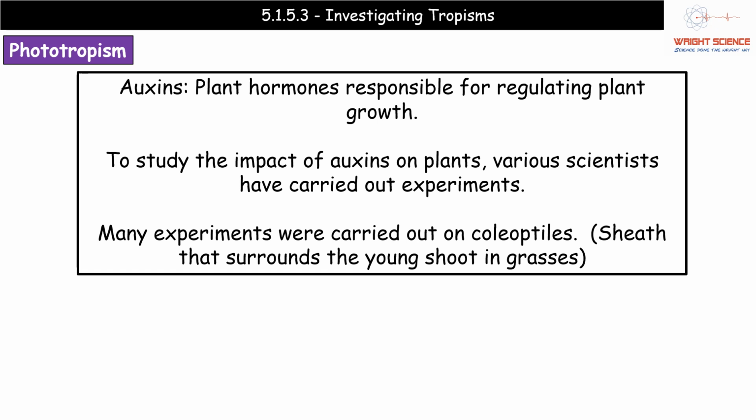What we now know is it is good old auxins that are responsible for this phototropism. And what we find is that we've had a whole range of experiments carried out on plants using auxins to dig deeper and understand exactly how they have their effect.